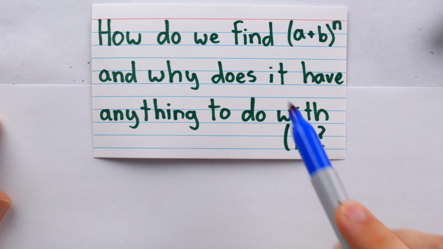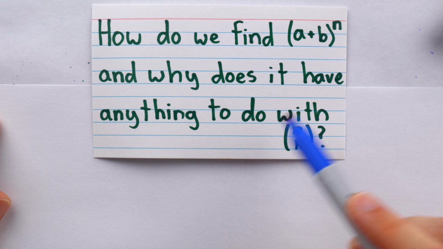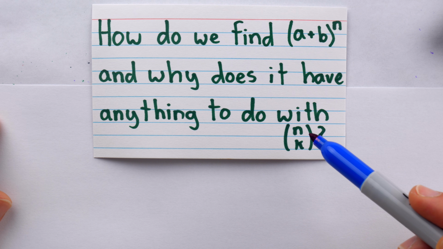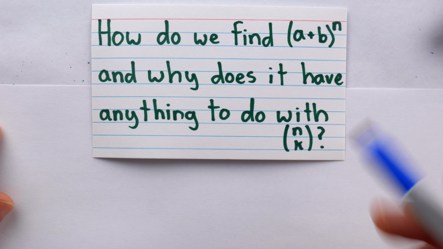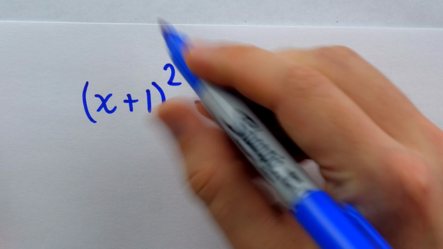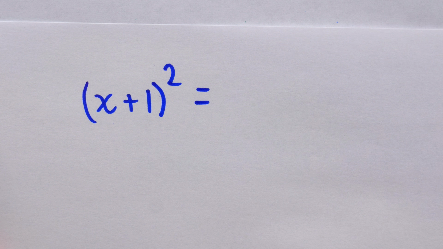Now, our second question: how do we find a plus b to the power of n, and why does it have anything to do with what we just discussed, n choose k, the number of combinations of k objects from a collection of n objects? Well, to make sure you know what we're talking about, let's see an example. If you've taken Algebra 1, then you've probably seen expressions like this: x plus 1 to the power of 2, for example. This is exactly the type of expression we're talking about.